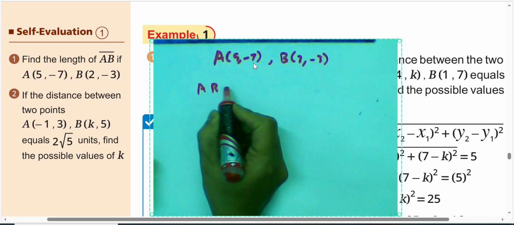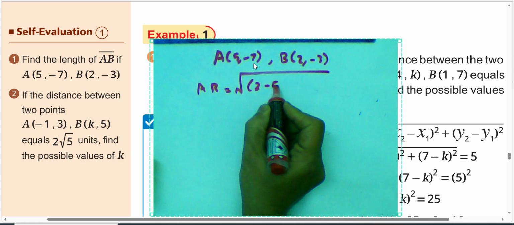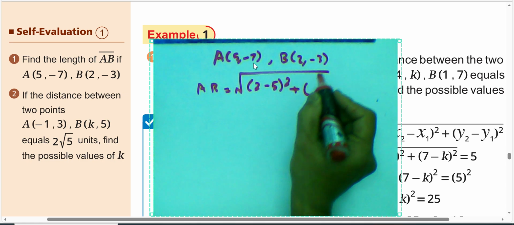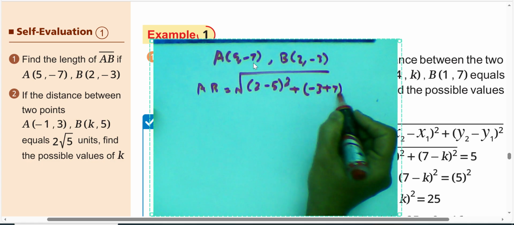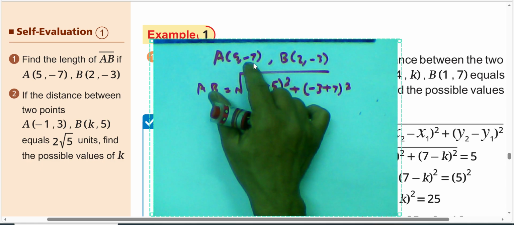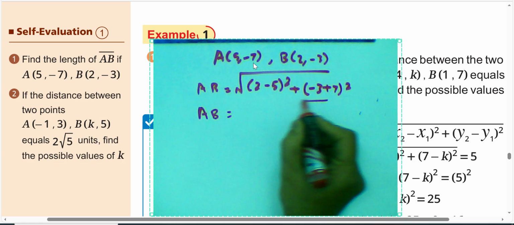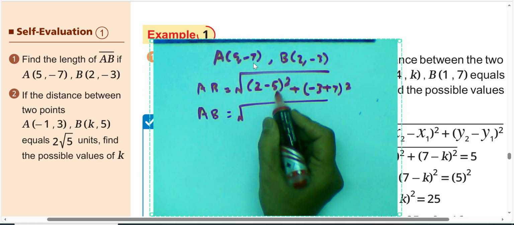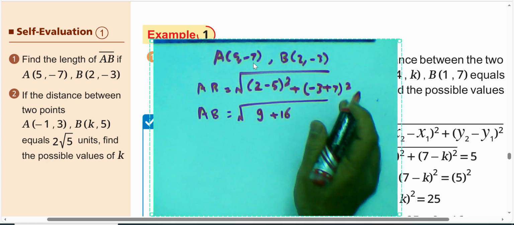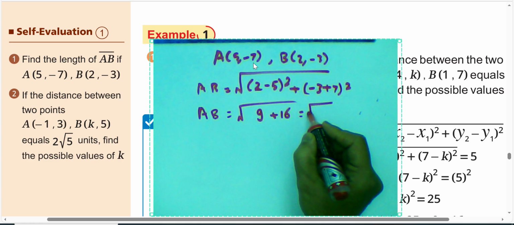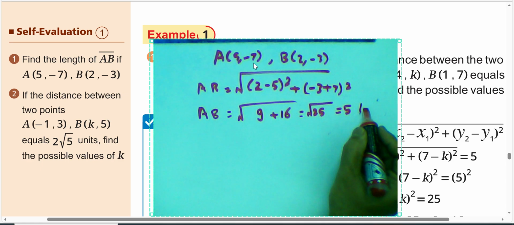Then AB equals the square root of (2 minus 5) all power 2 plus (negative 3 minus negative 7), which is negative 3 plus 7, all power 2. Then AB equals: 2 minus 5 is negative 3, power 2 is 9, and negative 3 plus 7 is 4, power 2 equals 16. The answer will be the square root of 25, which equals 5. The length will be 5 length units.